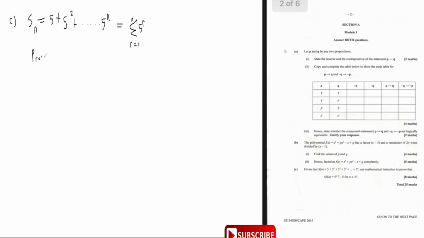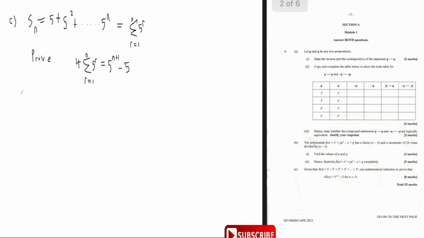All right, and they want us to prove that 4 times the sum from r equal 1 to n of 5 to the r is equal to 5 to the n plus 1 minus 5. This is what they want us to prove. So let's go ahead and prove this, all right?